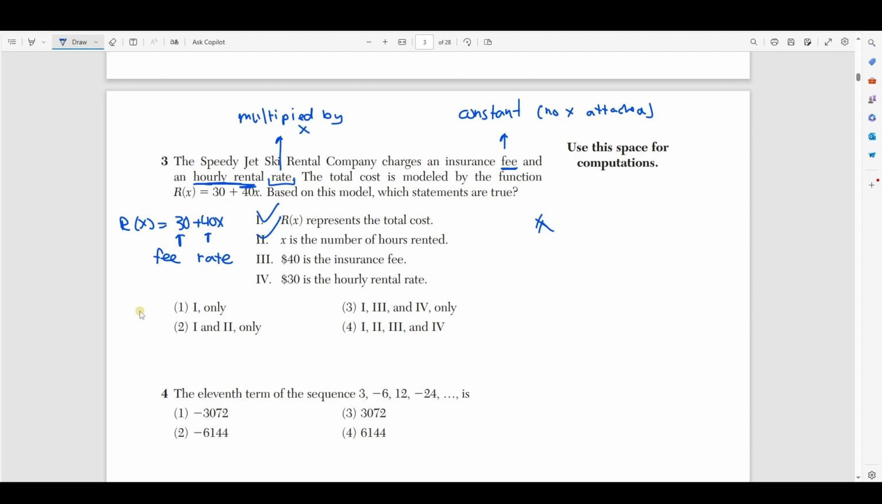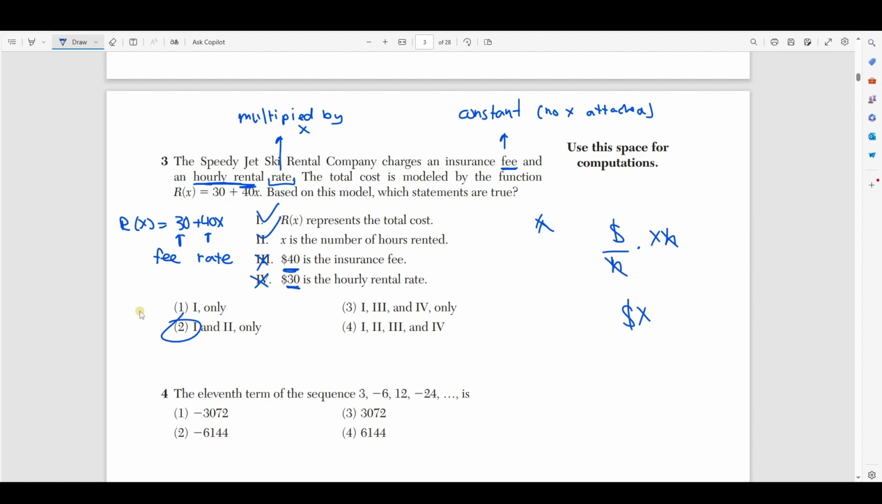Now, number 3 and 4 are wrong because we just said that the rate is 40 and the fee is 30. This says that 40 is the fee, which is false, and 30 is the rate, which is also false, right? So just remember that a fee has no x attached and a rate has x attached, right? Because think about it. If this is dollars per hour and x is your hours, if you multiply this by x amount of hours, the hours cancel out and you're just left with x amount of dollars, which makes sense, right? So choices 1 and 2 have to be your answers for that reason, right?